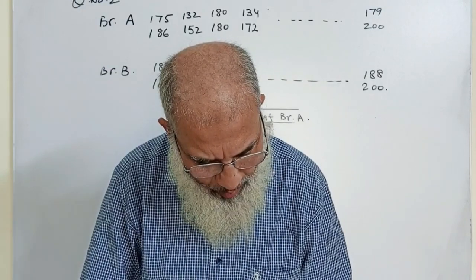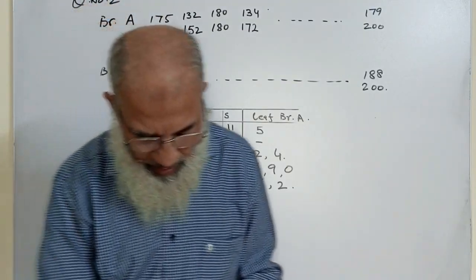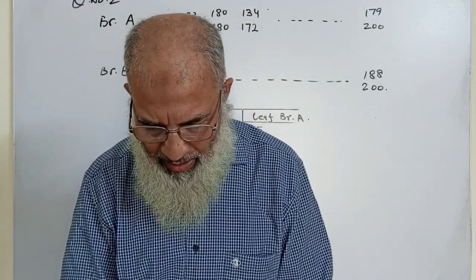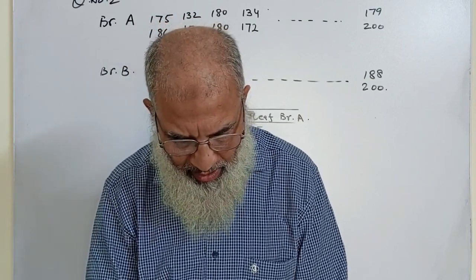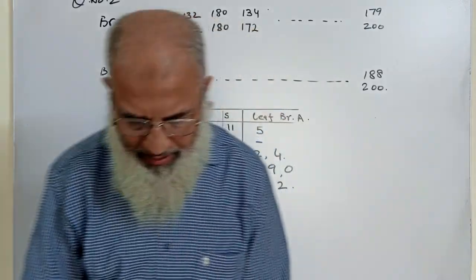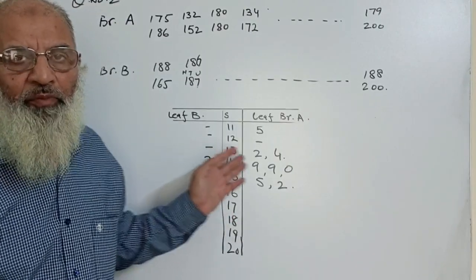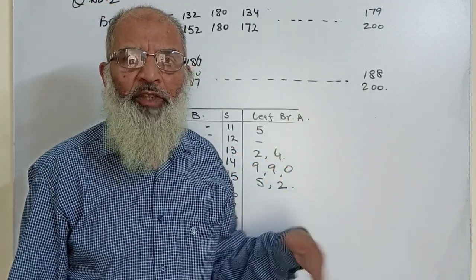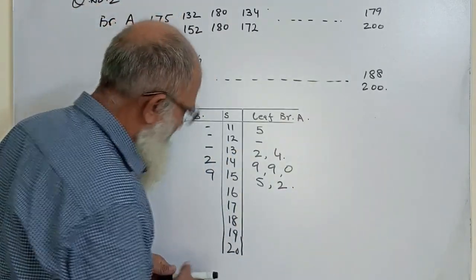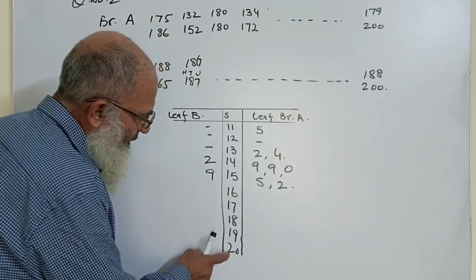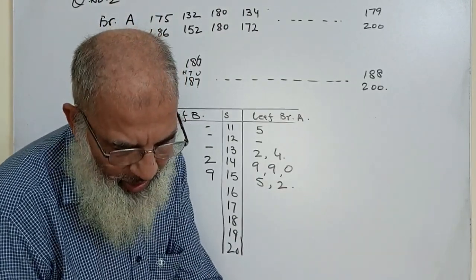Now, which branch had the most sale on one day during the month? Since we have completed this leaf and stem diagram, we can easily check which branch has done the most sale. In fact, the last number over here in the stem is very interesting.